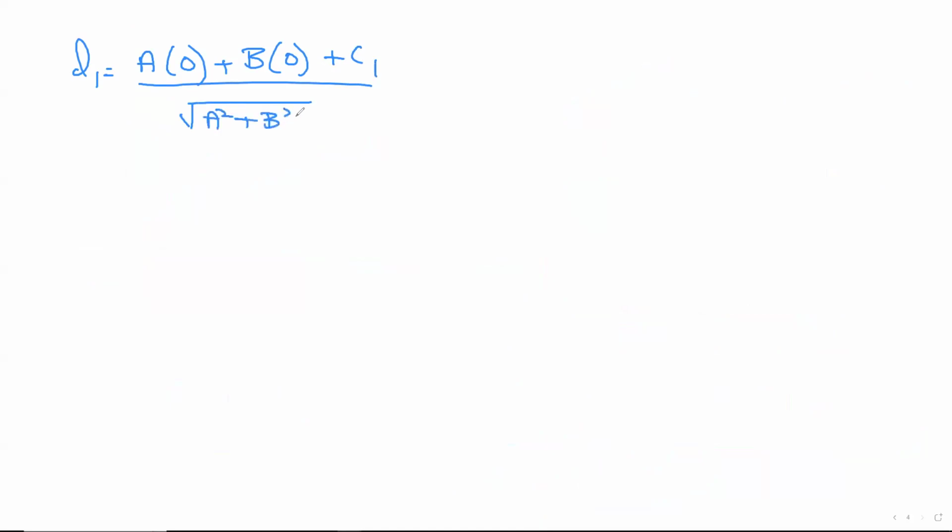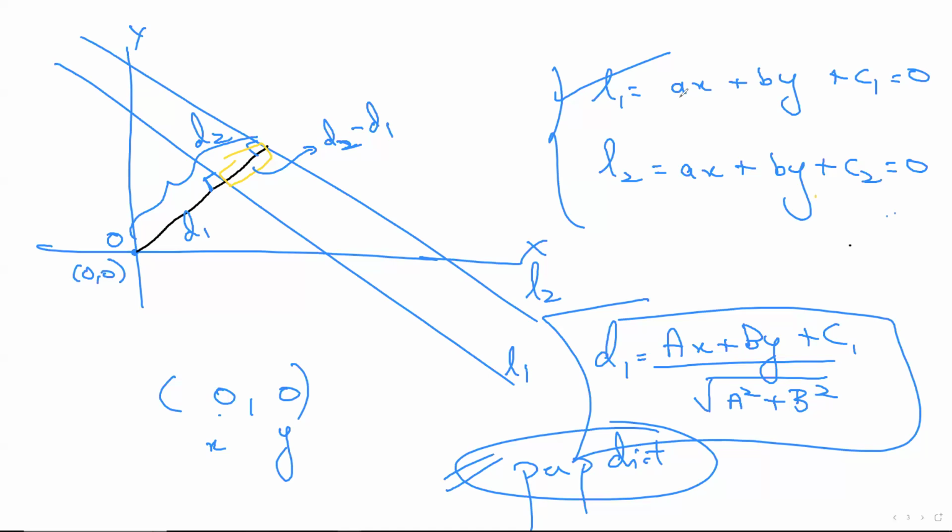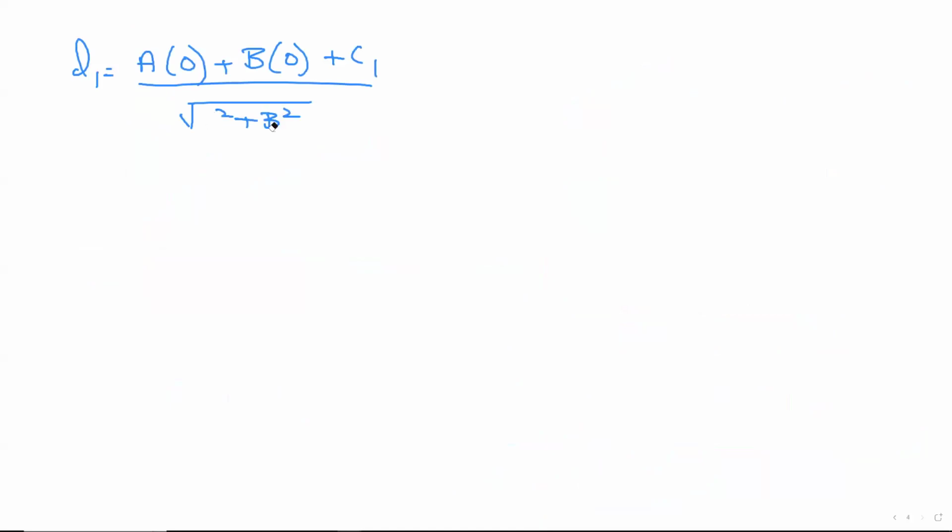One constant mistake I've made throughout is that I've written caps A and caps B everywhere, but my assumption is lowercase a and lowercase b. You should not make that mistake. Change all the caps A and caps B to lowercase a, lowercase b and lowercase c. Okay, it's important. ax and this is C1, this is a square and b square. Okay, I'm done with finding the value of D1.